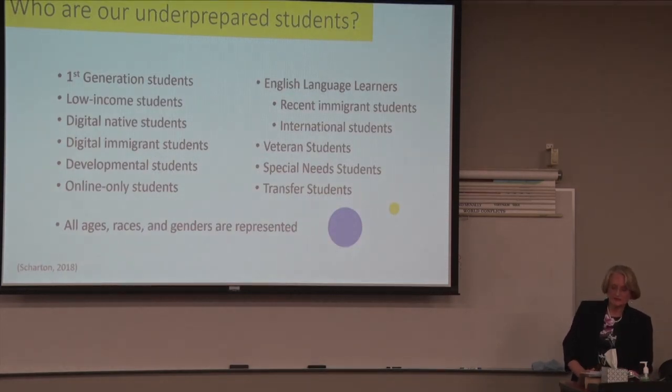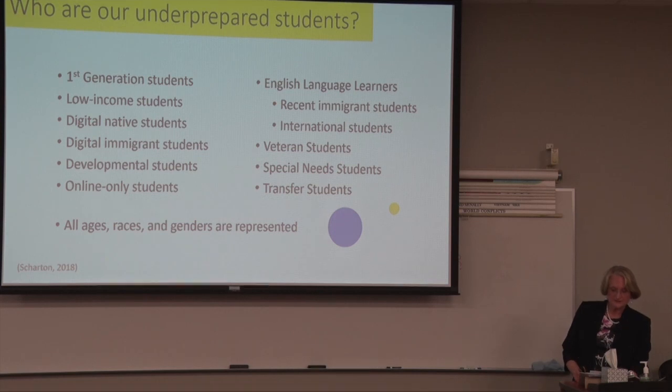As educators, we have labels for students who come to us underprepared. I know that you recognize these. People do not look at this list. So if you look at this, we've got the first generation students, low income students, digital native students, digital immigrants, and so on. And people look at this list and they invariably question me on having digital natives on the list.